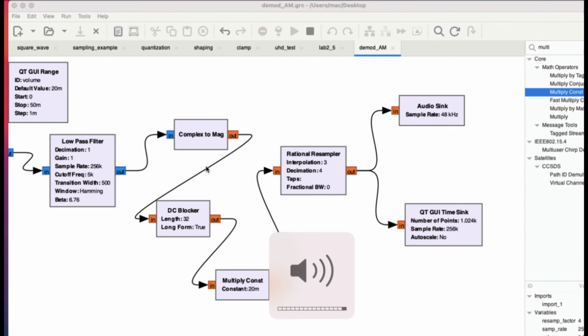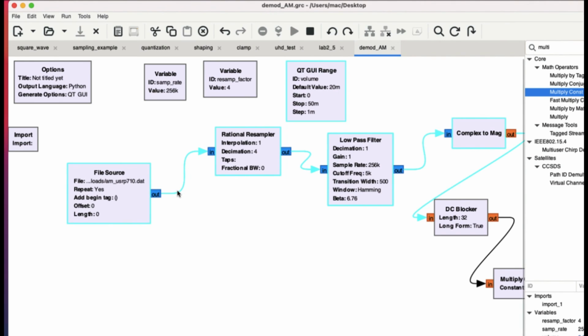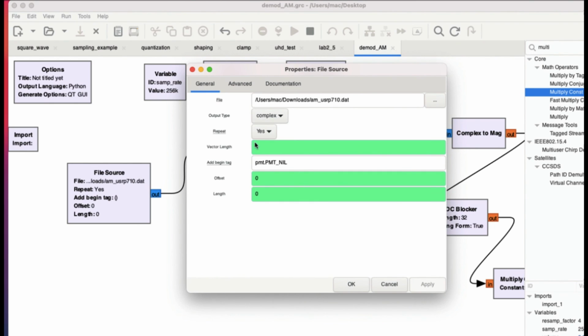Okay, so this is how the demodulated signal sounds. This was an actual data file which was captured at 710 kilohertz, and we have just demodulated this. The thing is repeating itself. Why? Because the repeat block is here, and the repeat option says yes, so that's why it just keeps repeating itself.